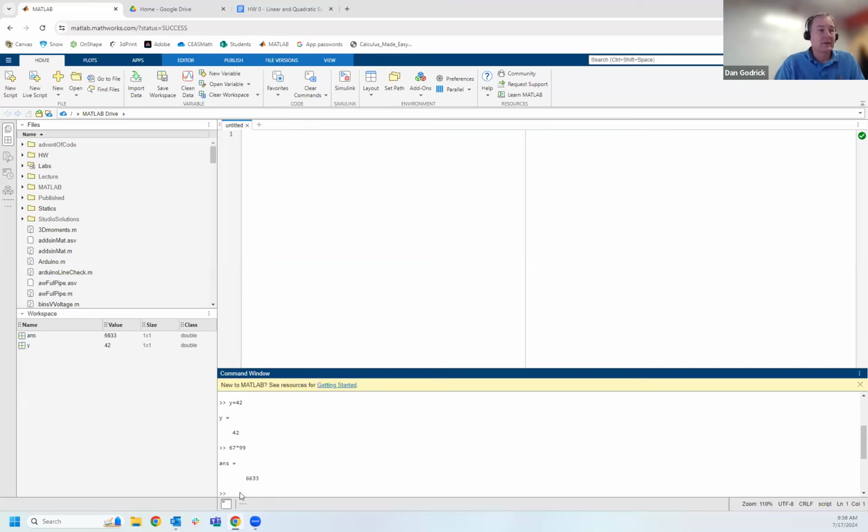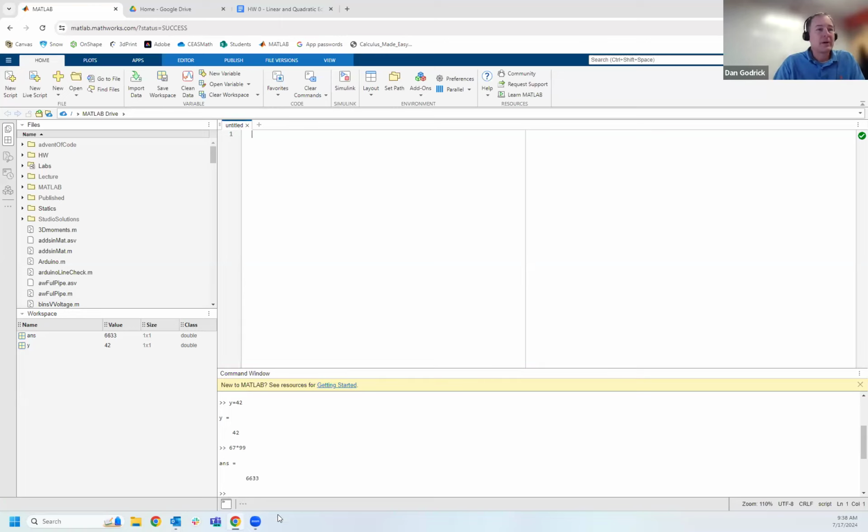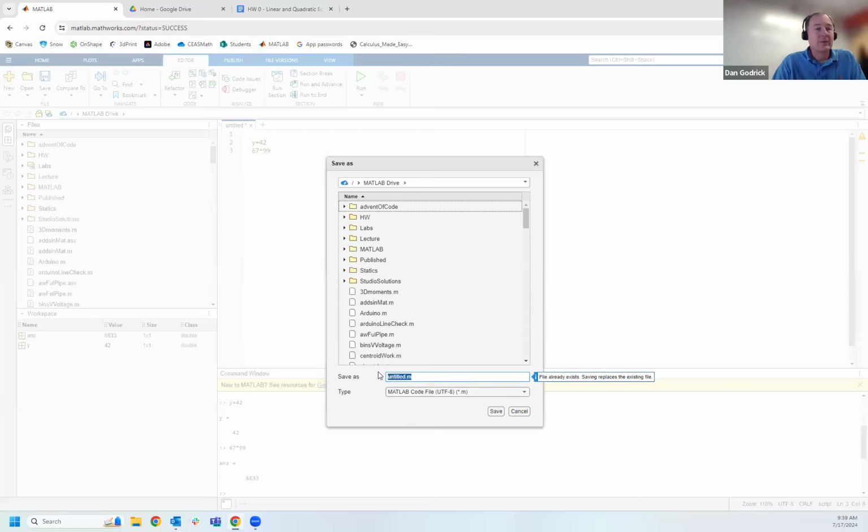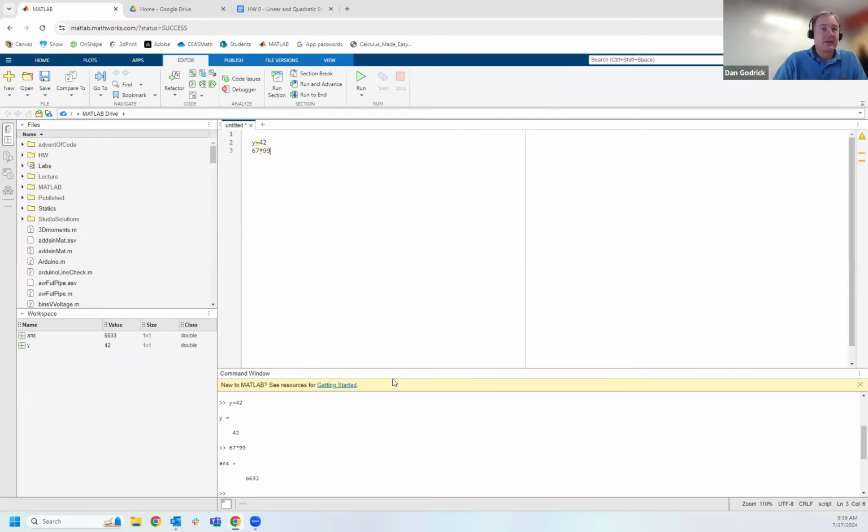67 times 99, okay, that's great. But if we want to enter multiple commands, we can type in y equals 42, 67 times 99 into this space. And we go to our editor and hit run, and it says call it something else. So let's say this is homework 0 getting started. All right, there we go. So then it runs and it says y equals 42, and then gives us the answer of 67 times 99.